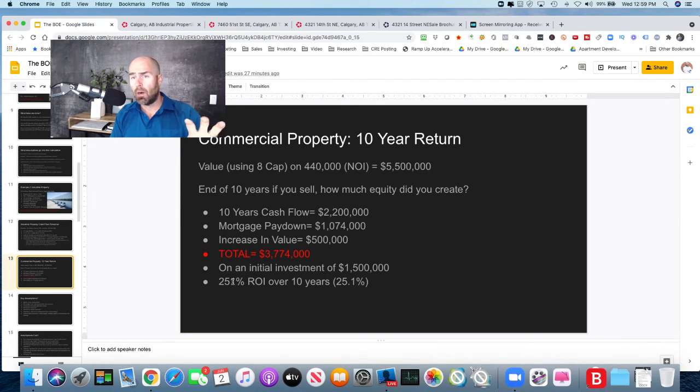This is not an IRR. We did not calculate an IRR. We didn't do a net present value. All we're doing is a simple calculation over time. So that is a BOE.